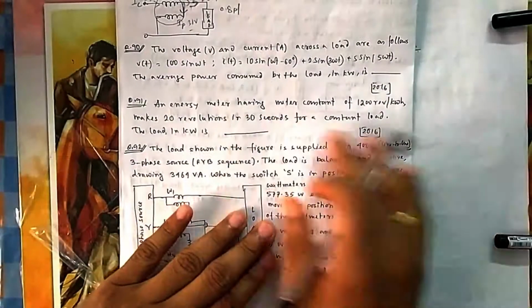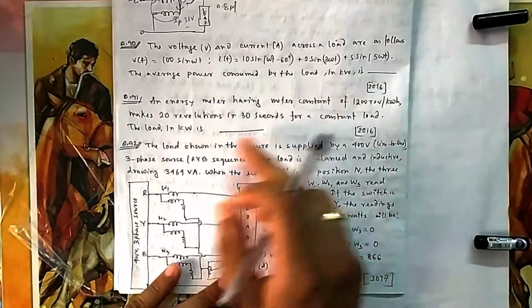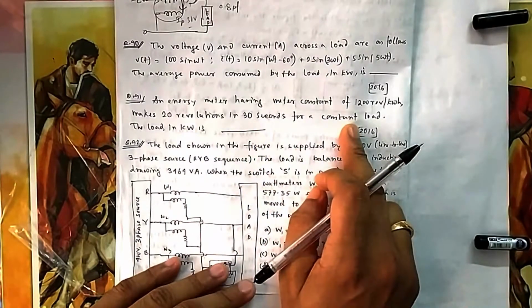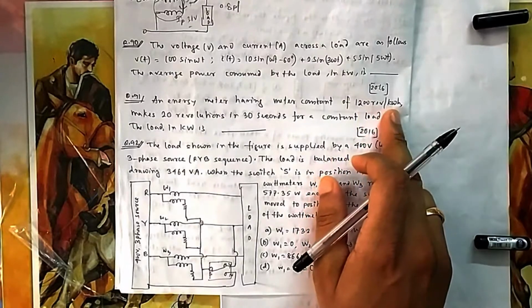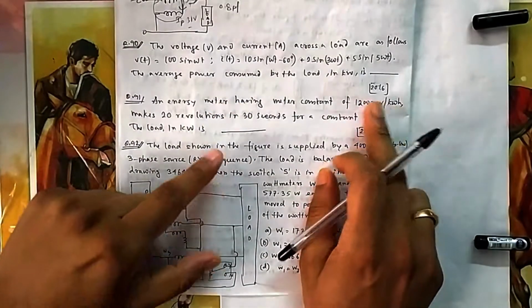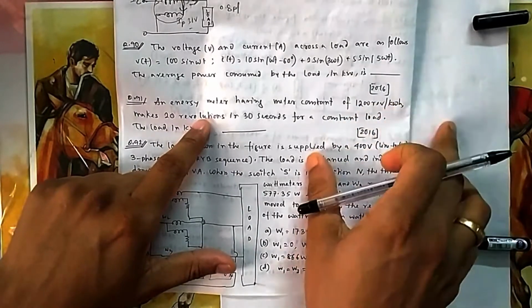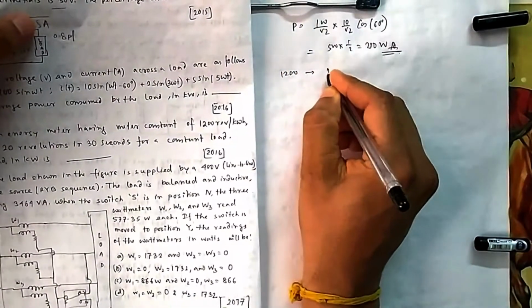Okay students, in question number 91, the energy meter having meter constant 1200 revolution per kilowatt hour makes 20 revolution in 30 seconds. For a constant load, the load in kilowatt is? So the meter constant is 1200 revolution per kilowatt hour. 1 kilowatt hour will give 1200 revolution, so it is taking 20 revolution. So let me calculate how much kilowatt hour it is. So for 1200 revolution it is 1 kilowatt hour.